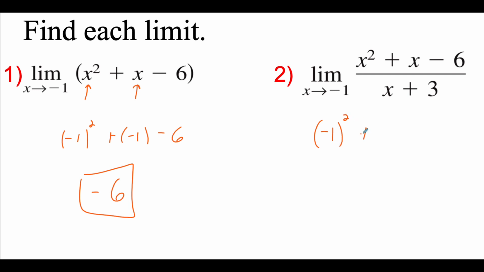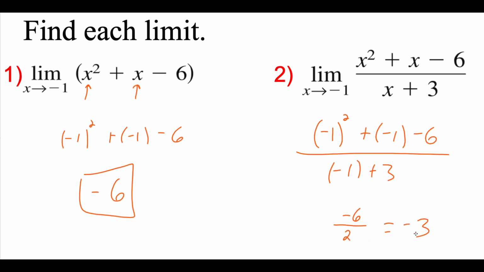So we would have negative 1 squared plus negative 1 minus 6 over negative 1 plus 3. Well, negative 1 squared is 1, plus negative 1 is 0, minus 6, so the top is negative 6. On bottom, I have negative 1 plus 3, which is 2. Negative 6 divided by 2 is negative 3, so this limit would just be negative 3.